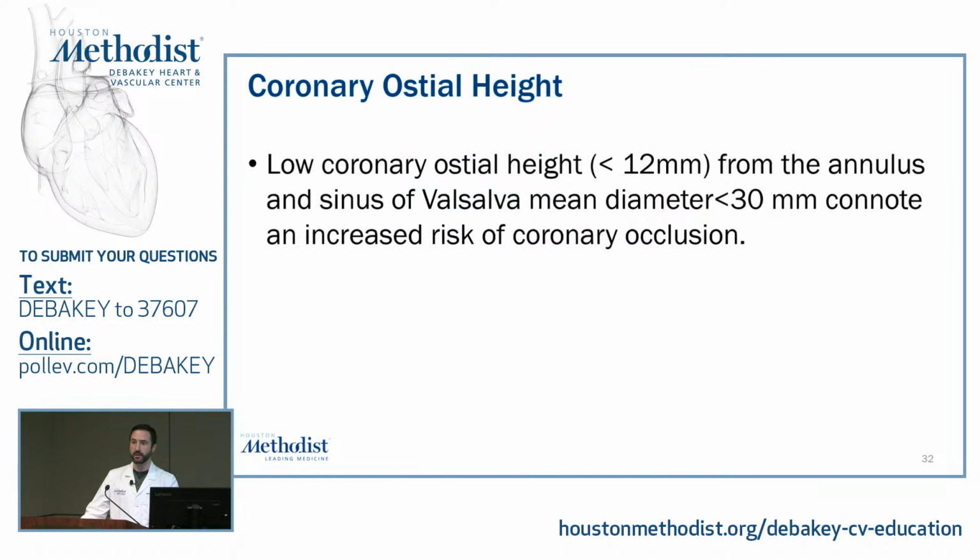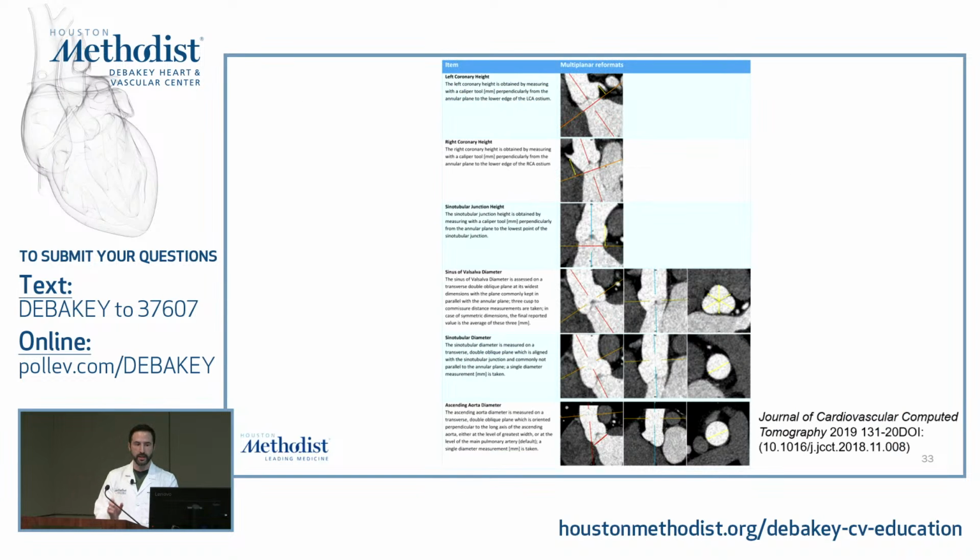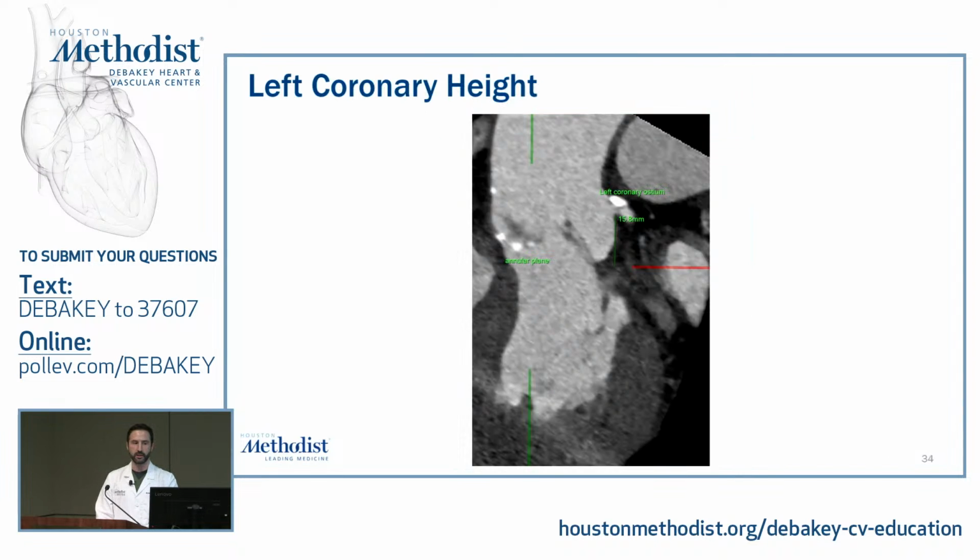Coronary ostial heights are very important to report because low coronary ostial heights, usually less than 12 millimeters from the annulus, carry with it an increased risk of coronary occlusion. Again, I pulled this slide from the SCCT guideline on how to report coronary ostial heights.